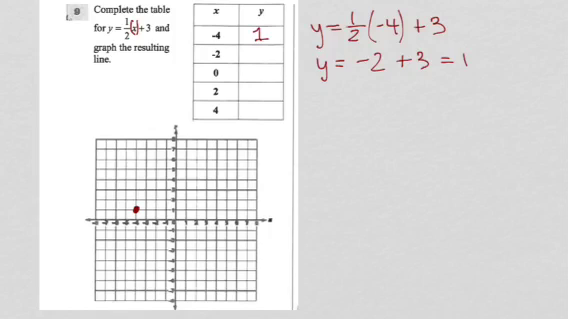Now I do it all again using a different number, negative 2. So that's y equals 1/2 times negative 2 plus 3. And obviously this is something you don't have to do by hand. You could do this on a calculator.